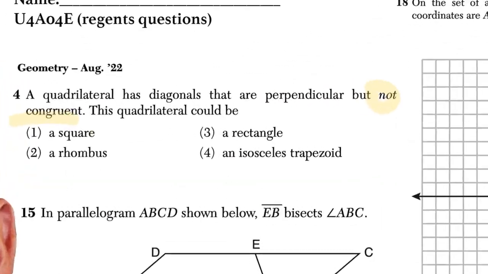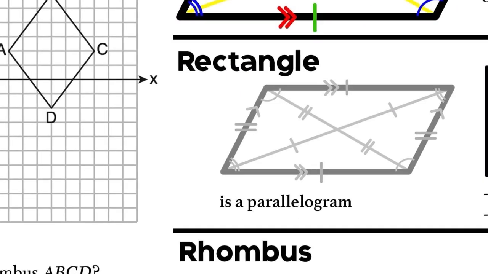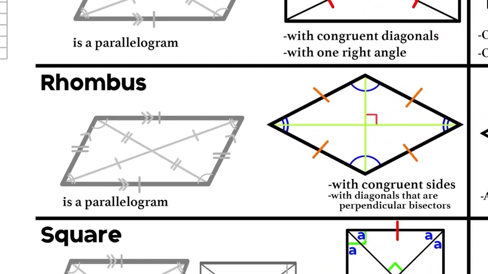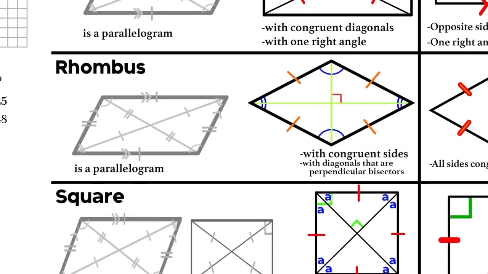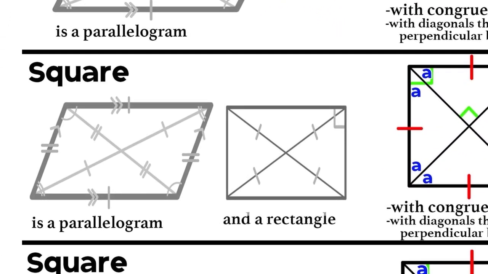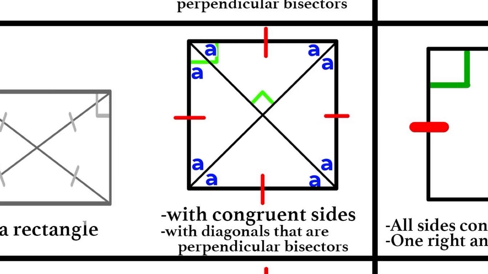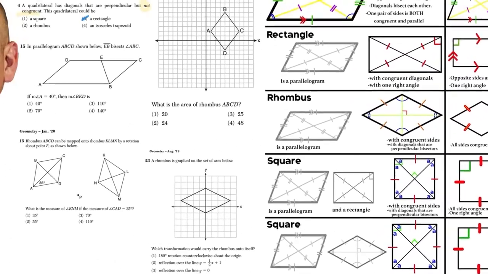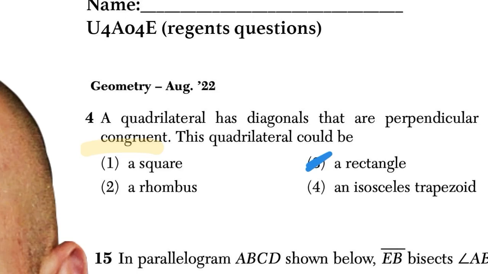So we can rule out option number 2 because we just realized that the diagonals are congruent. And we're going to keep moving. A rhombus is a parallelogram with congruent sides. For good measure, we'll take a look at a square. A square is a parallelogram and a rectangle, which means that a square has congruent diagonals along with congruent sides. Because of this, we can rule out option 1, because it has congruent diagonals as well.